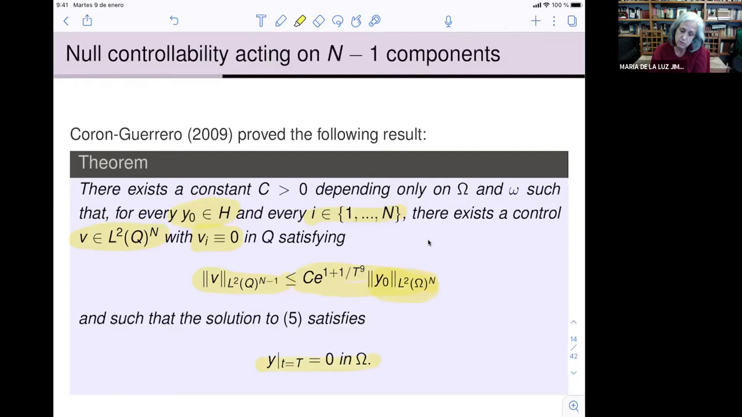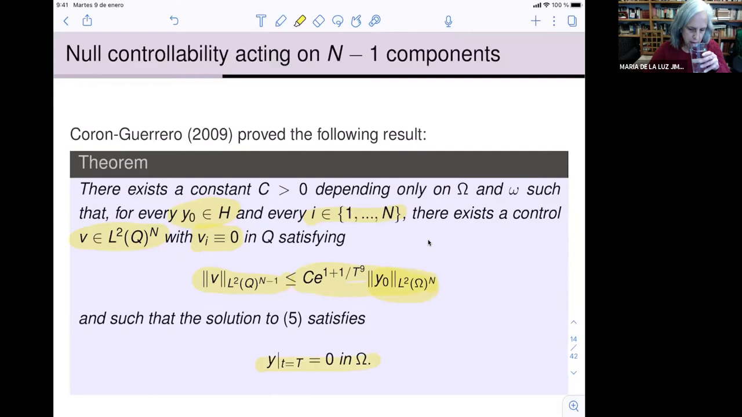So I will recall some of the main points in the proof of this result, because I'm going to use part of the techniques in the proof of the result I am going to talk about, okay?